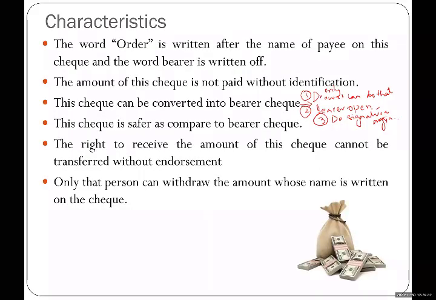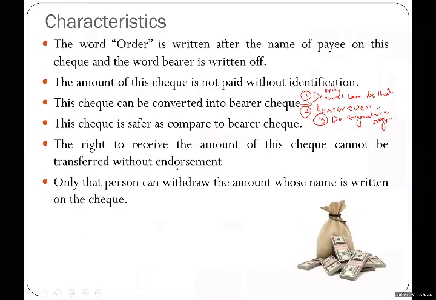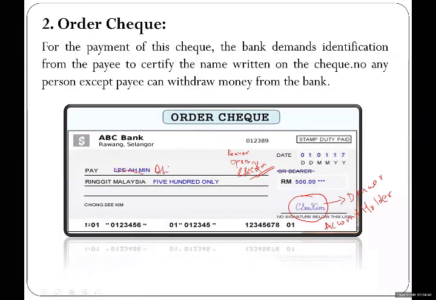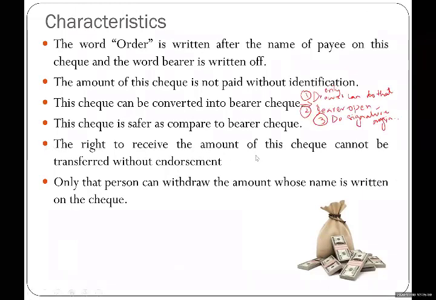Now looking at another characteristic, this check is safer as compared to a bearer check. When we cut the phrase "or bearer", it means only the person whose name is written, whose name is nominated over here, like Mr. Ali, can take the amount, no one else. The bank will not pay any other person except Mr. Ali. Okay? The right to receive the amount of this check cannot be transferred without endorsement. Yes. Now Mr.